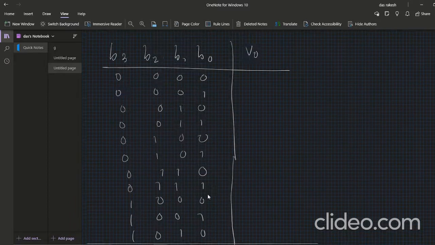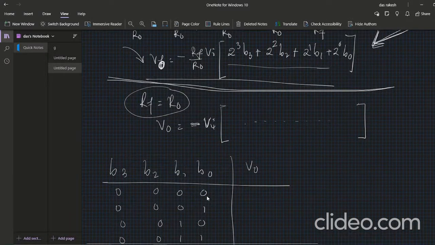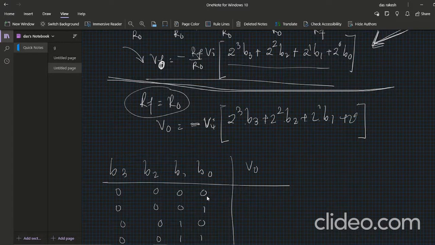So for all possible input combinations, what is the output voltage? First, if all inputs equal 0, that is 2 to the power 3 into B3 plus 2 to the power 2 into B2 plus 2 to the power 1 into B1 plus 2 to the power 0 into B0, if all bits equal 0, then the total combination equals 0, so 0 into Vi, the output equals 0.00 volt. So this is in volts. And when 0001, what is the output voltage?